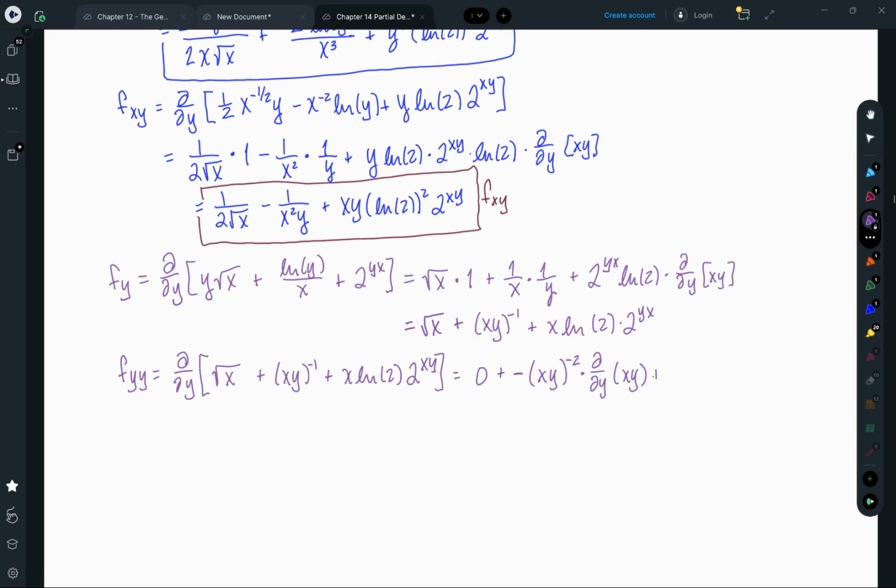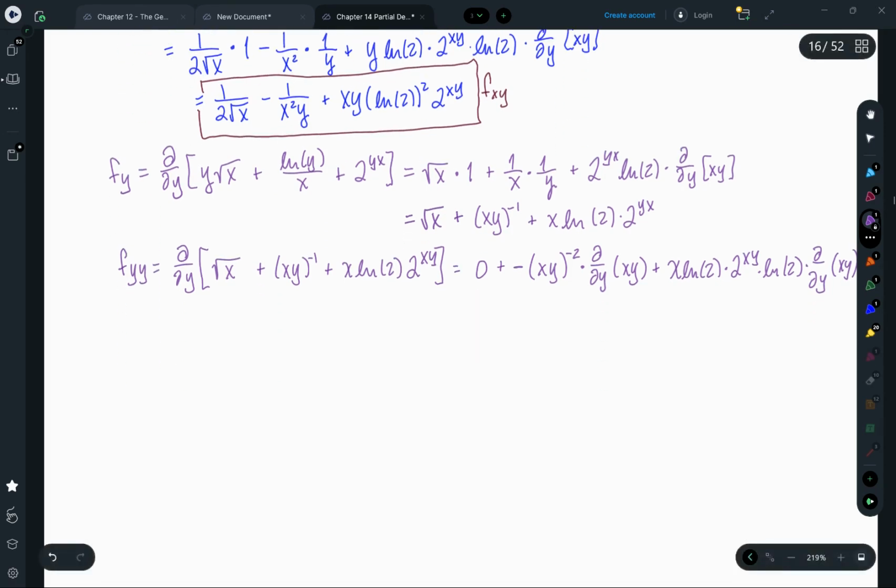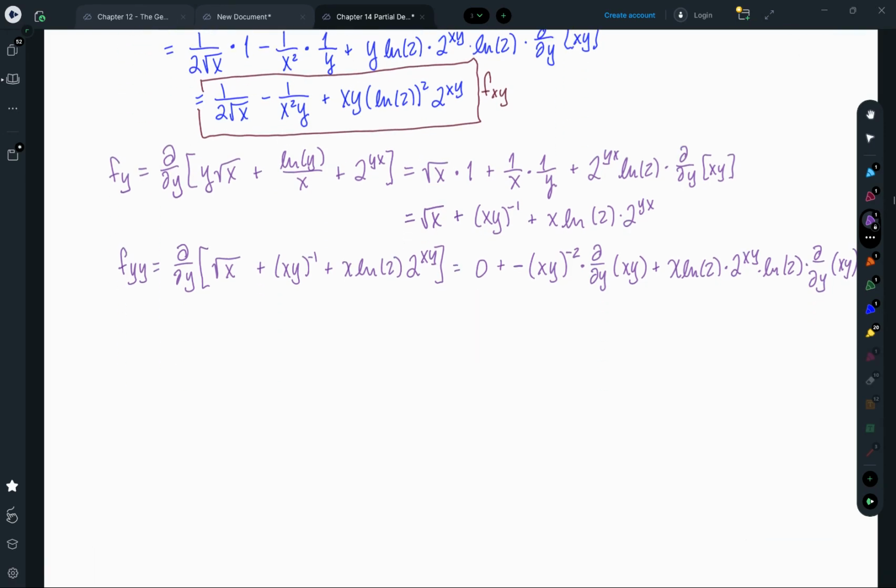Plus del y of x ln of 2, 2 to the xy, we're going to get an x ln of 2, and then the derivative of 2 to the xy is 2 to the xy times ln of 2 times del y of xy. So we've got to deal with that del y of xy twice in this problem. When I simplify this, the del y of xy is just going to give me an x.